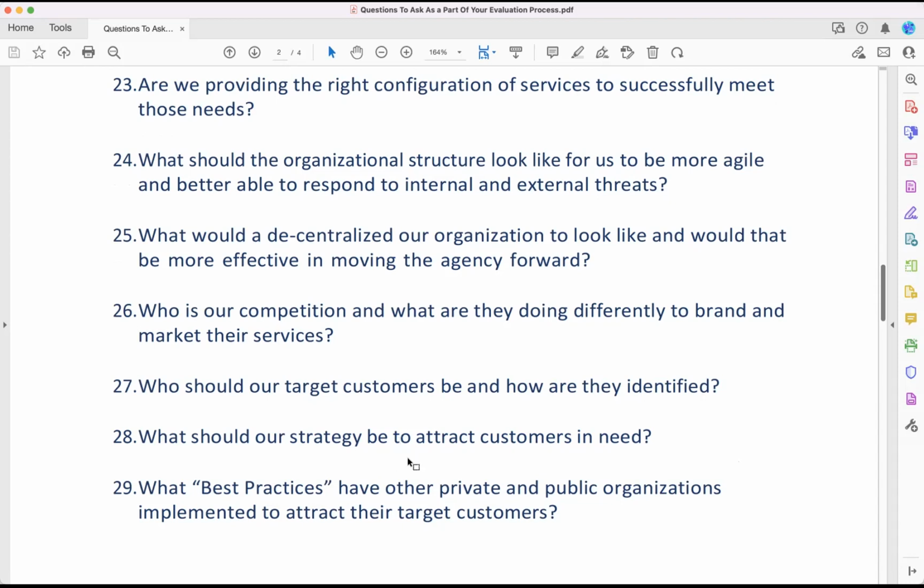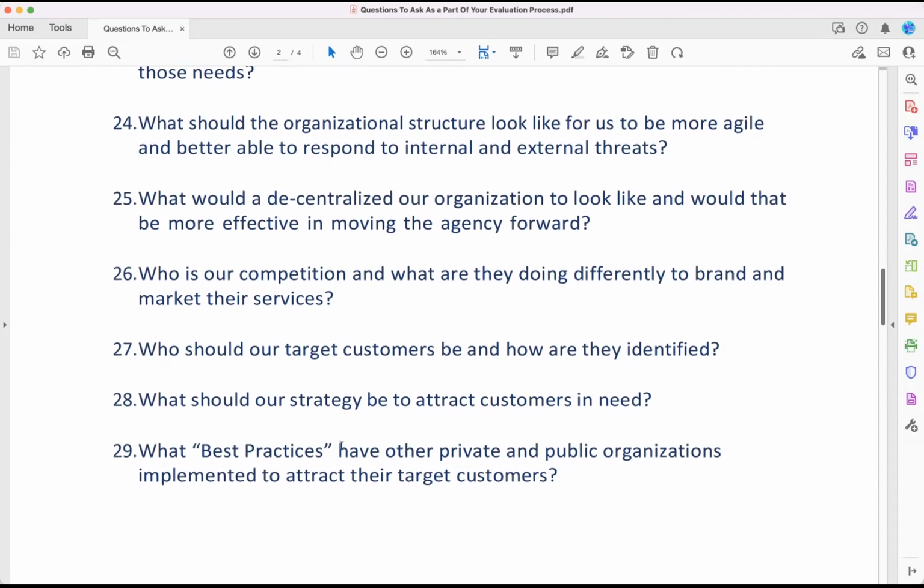So when you think about what are some best practices that private and public organizations may have implemented to attract their target customers, best practices in terms of not only, like we were saying earlier, where there are certain scientific studies that might have been done, professional studies that might have been done, but also just the fact that there are for-profit groups that are doing a really awesome job of serving your same clientele that you can borrow from and that you can take inspiration from and that you can model some of your service delivery from.